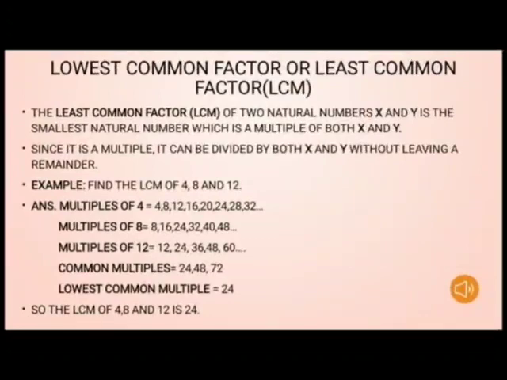Dear students, let's see the next slide: the lowest common multiple, or least common multiple. The least common multiple of two natural numbers a and b is the smallest natural number which is a multiple of both a and b. Since it is a multiple, it can be divided by a and b without leaving a remainder. As you can see, students, the least common multiple of two or more numbers is the number which is least, or lowest, among all the common multiples.